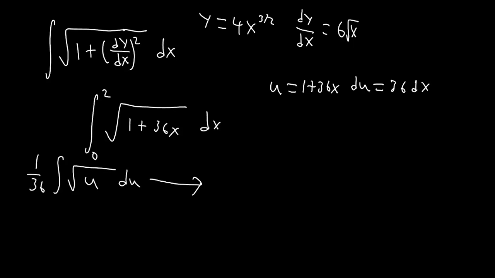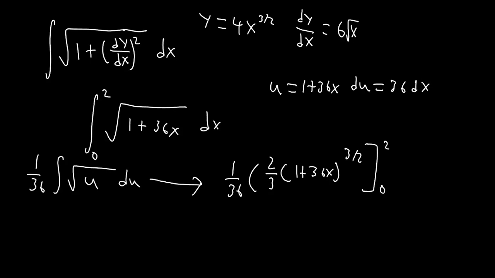So now this will be equal to 1 over 36, and then what is the integral of the square root of u? Well, that's just going to be 2 over 3 times the quantity u raised to the 3 over 2 power. So, well, u is 1 plus 36x, so we'll just plug it back in now. So 1 plus 36x, and then all of that to the 3 over 2 power. And then now you want to take this from 0 to 2. So now I put the x values back in.